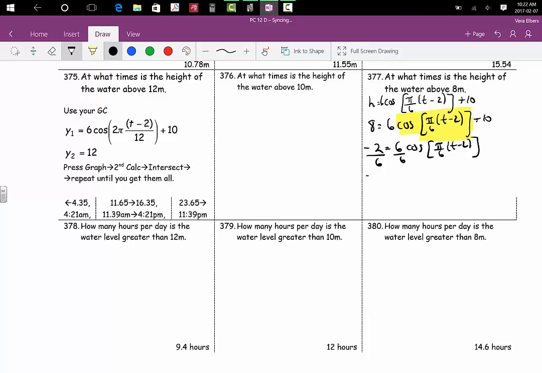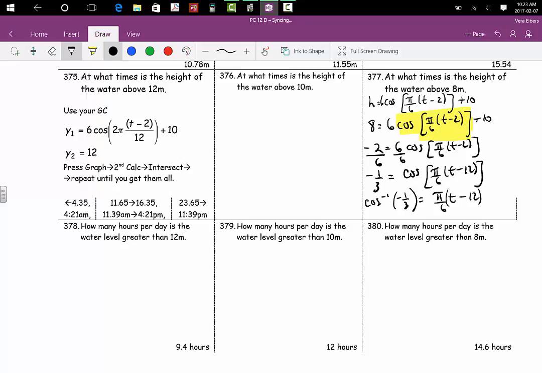So you're going to get negative 1/3 on the left-hand side of the equation, and cos of pi over 6 times t minus 2. So now it's isolated, okay? So now we're going to get the inverse cos of negative 1/3, and that's equal to pi over 6 times t minus 2.